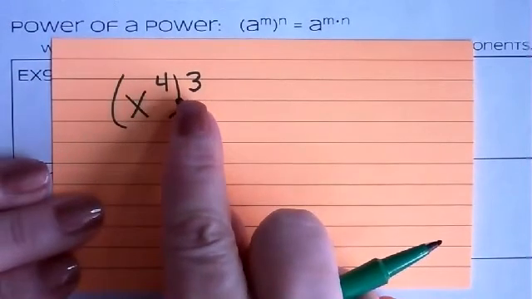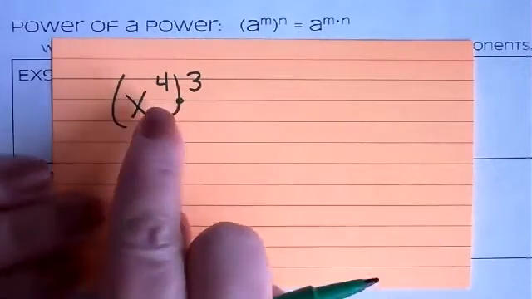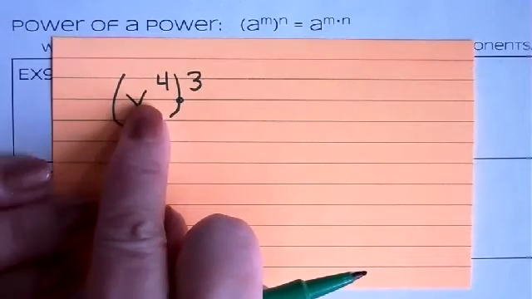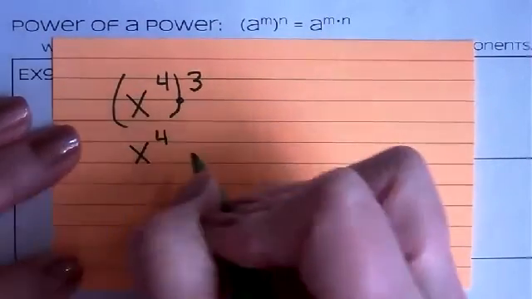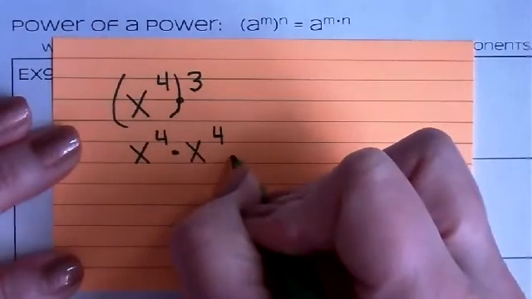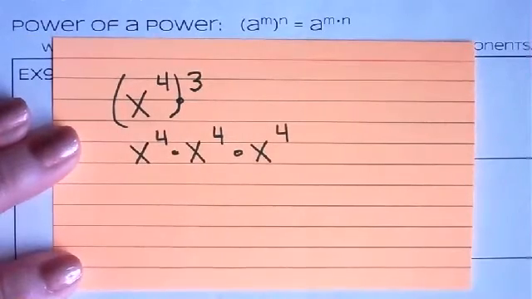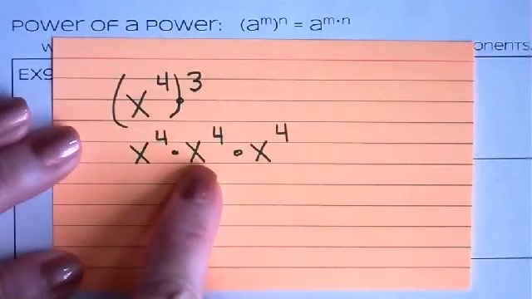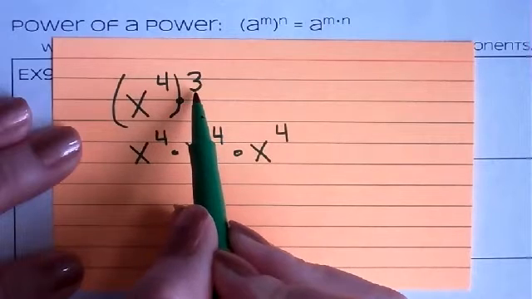Well, first of all, let's look at this 3 outside the parentheses. That means I'm going to take 3 of these and multiply them together. So what that's telling me is x to the 4th times x to the 4th times x to the 4th. Do you see the 3? Here's the first one, there's the second one, and there's the 3rd one. That's what this 3 means.